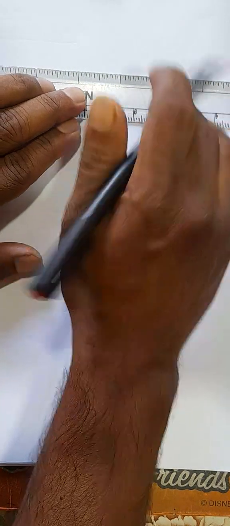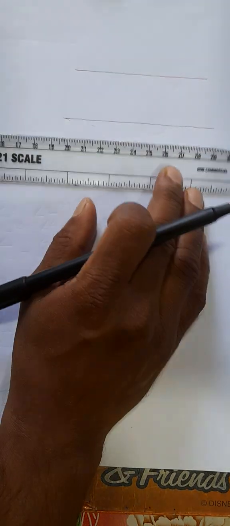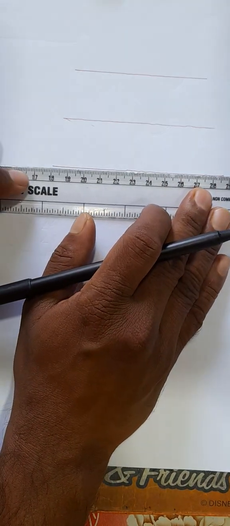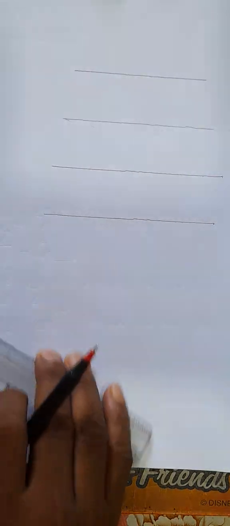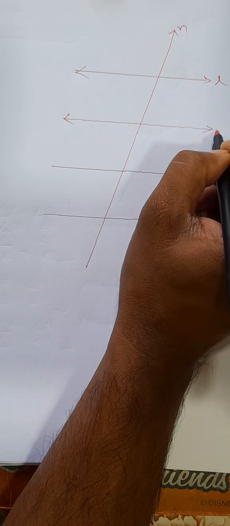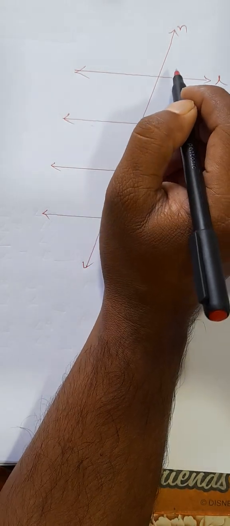So this property is applicable for more than two lines. Say you draw more than two parallel lines. Suppose here is another parallel line, and one more parallel line. Now let us draw a transversal here. So this is N, and these straight lines we call L, M, say this is P, say this is Q. So the transversal is N.